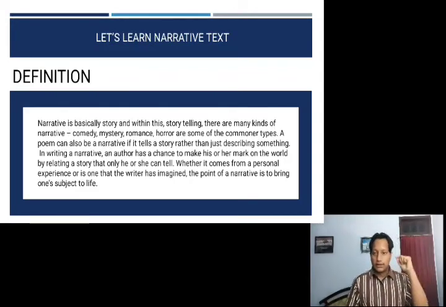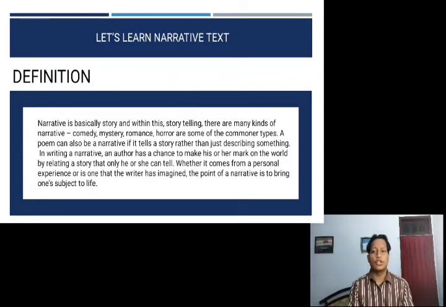Definition of narrative. Narrative is basically a story, and within this storytelling there are many kinds of narrative. Comedy, mystery, romance, and horror are some of the commoner types. A poem can also be a narrative if it tells a story rather than just describing something. In writing a narrative, an author has a chance to make his or her mark on the world by retelling a story that only he or she can tell.